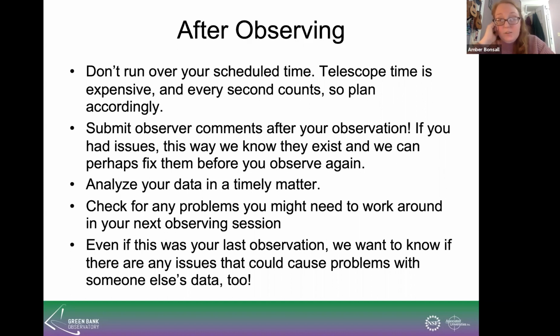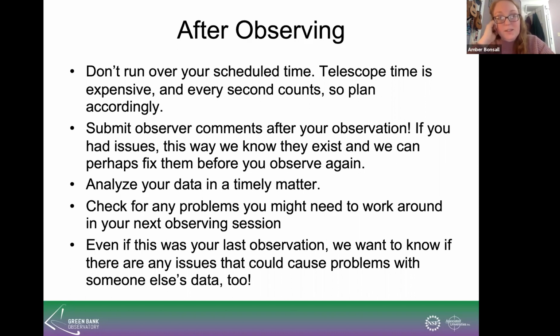But some people will actually plan accordingly and have it so that their projects will actually stop right on the second, which is technically how you should do it. But time is precious. It is very expensive to use the telescope, so try to make sure you're not wasting too much time. There is a way to submit observer comments.